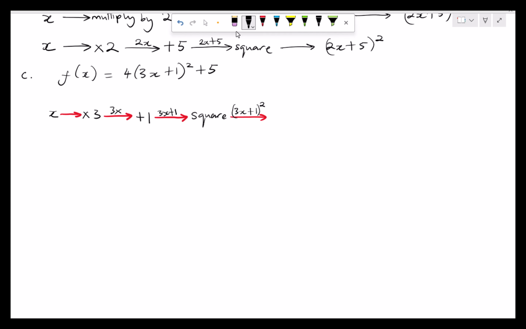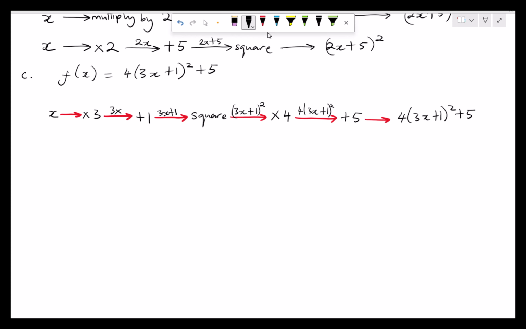And after squaring it, what did we do? We multiplied it by 4 right here, which is outside the bracket. So you say times 4, and the result is 4 outside the bracket, then 3x plus 1 squared. And then after that, we added this 5. So you say plus 5. And you finally get your whole expression as 4 times (3x plus 1) squared plus 5.